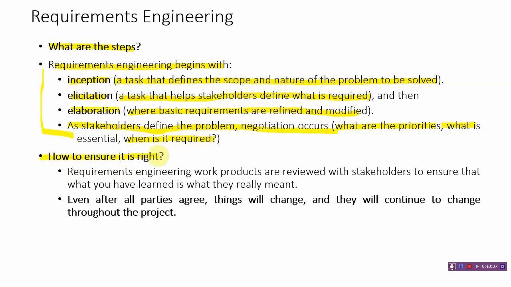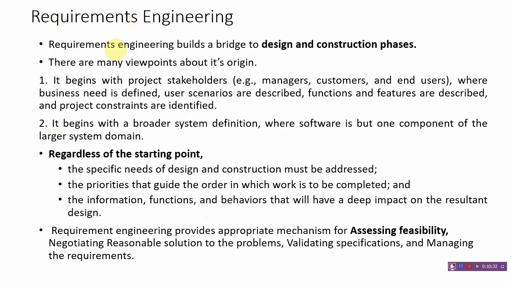How to ensure that the work product which is being built is right? Requirements engineering work products are reviewed with stakeholders to ensure that what you have learned is what they really mean. Even if all the parties agree, things will change and they will continue to change throughout the project. Requirements engineering builds a bridge to design and construction phases.